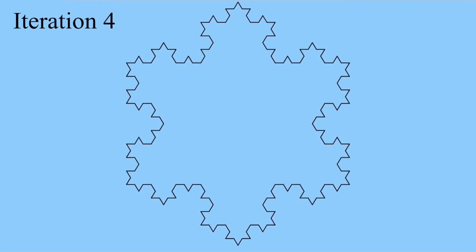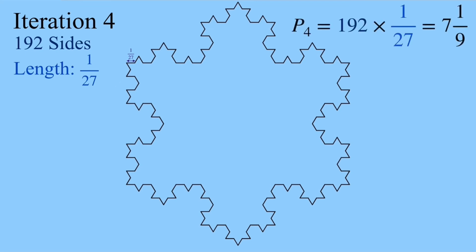And then iteration 4, we have side lengths of a 27th and 192 sides. So you can see the number of sides goes up quite quickly. And as we have a length of 1 over 27, you can multiply these together to get p4 being equal to 7/9. And you can probably also see a pattern here with the side numbers, but we'll just go and see what we know so far.